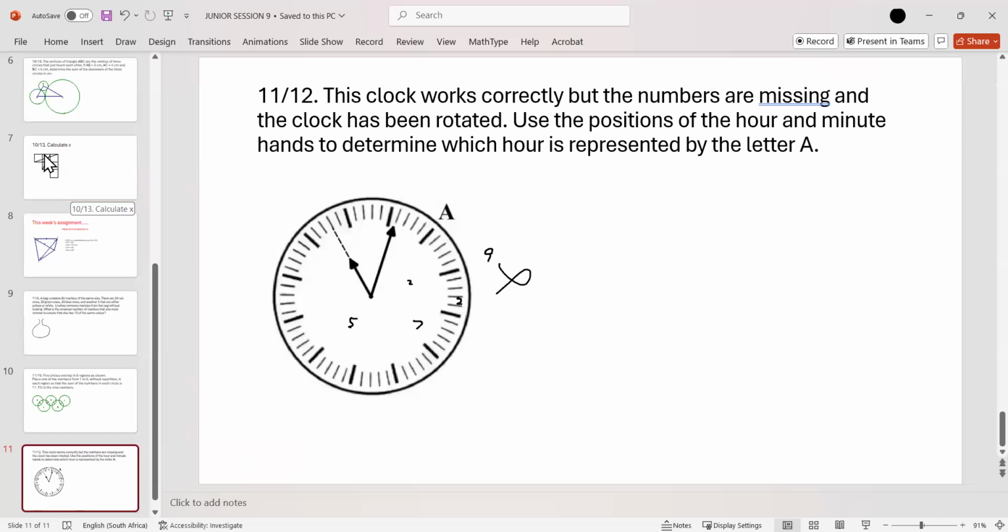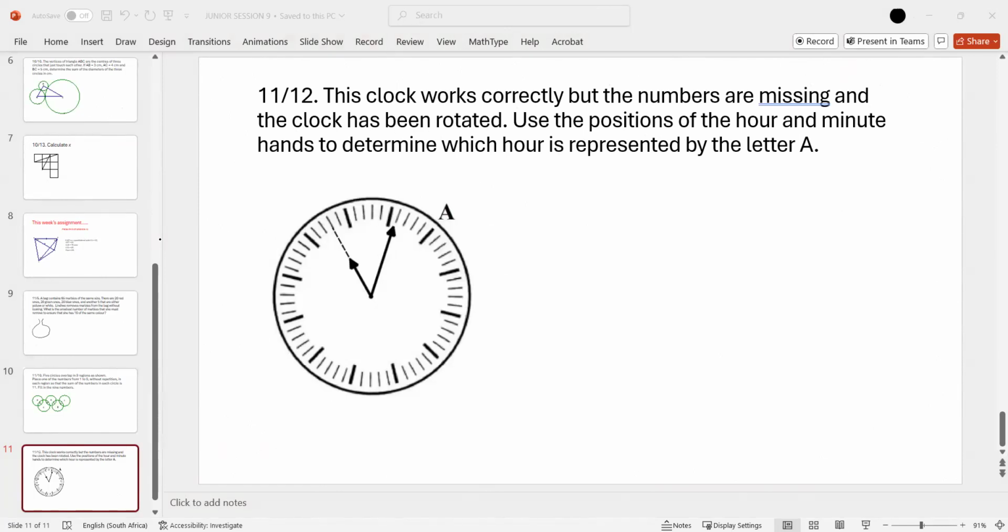Right. So in this case here now, we've got this clock that works correctly, but the numbers are missing. I hope you know what a clock is. A clock with 1, 2, 3 up to 12. In those days before the digital clocks came out, we had all these numbers from 1 to 12. So the 12 was right up there.